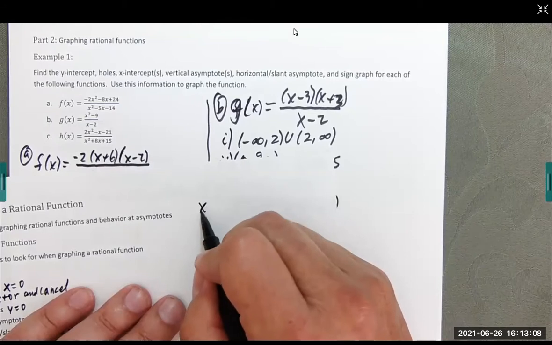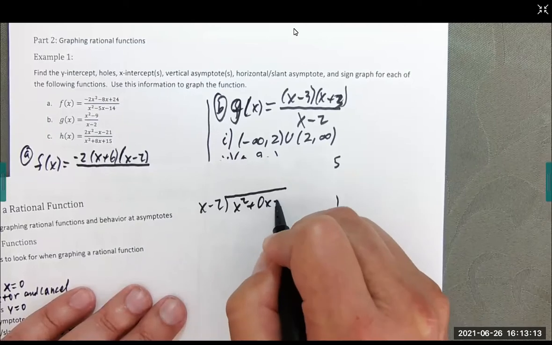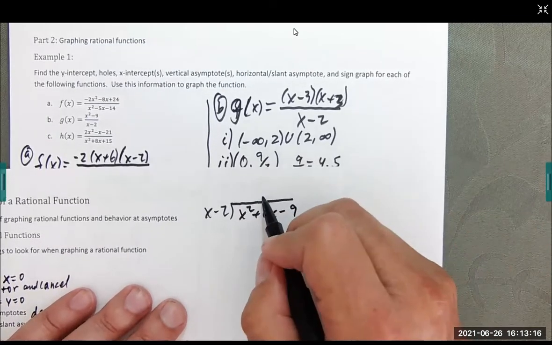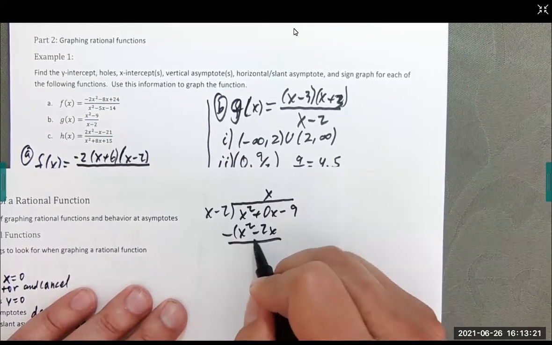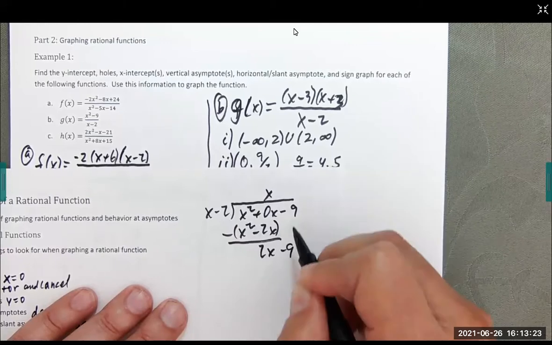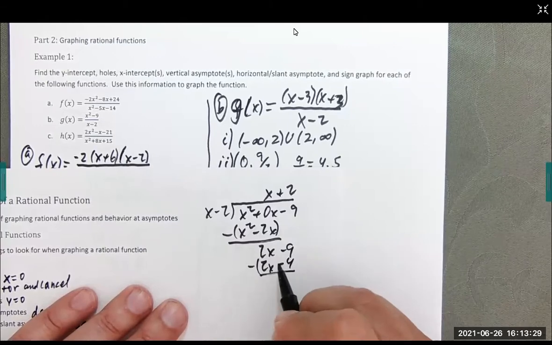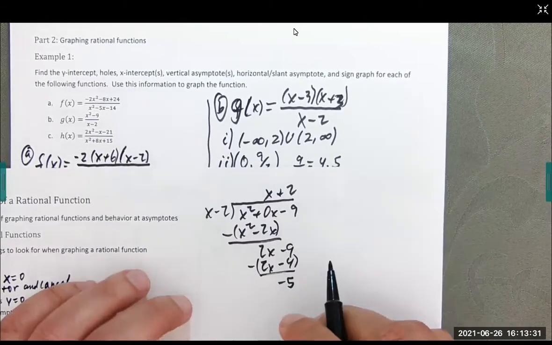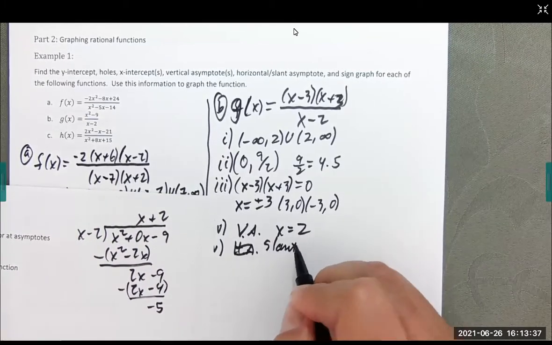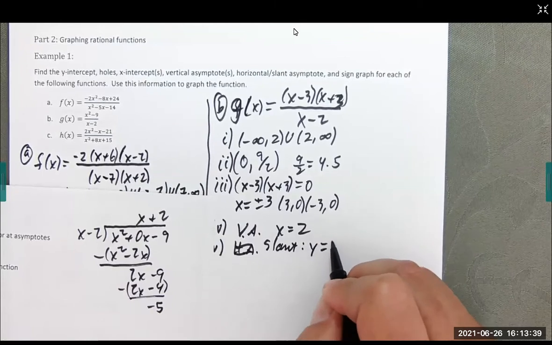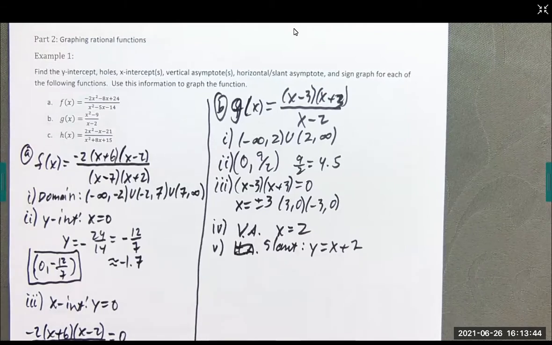So x minus 2 divided by x squared plus 0x minus 9. So that's going to be x squared minus 2x, 2x minus 9. That gives us -5. But what's more important is our slant. Slant asymptote is y equals x plus 2. All right, so let's see what this graph is going to look like.